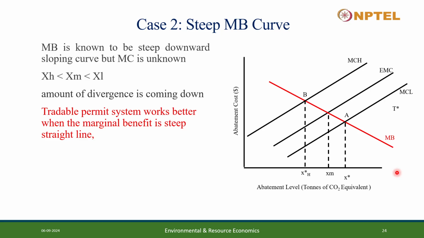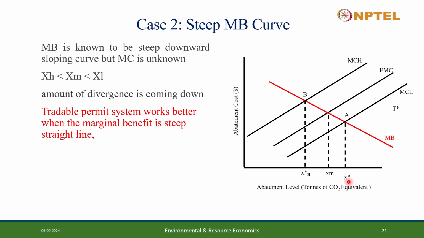Now we are moving on to the second part where we know the MB. So MB is steep downwards and we are uncertain about the marginal cost. So the expected marginal cost curve is here, so we get XM level. However, let's say that the actual marginal cost is higher, then we get XH star. And in the second case, let's say that MCL is lower, then we get X star, or let's consider this X star as XL star.